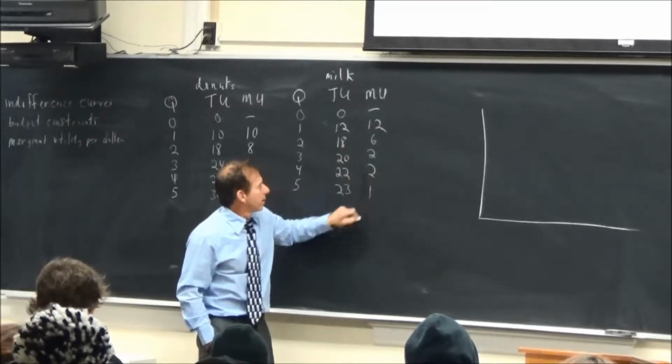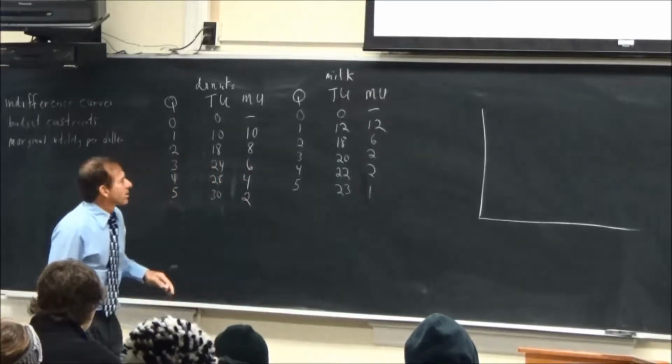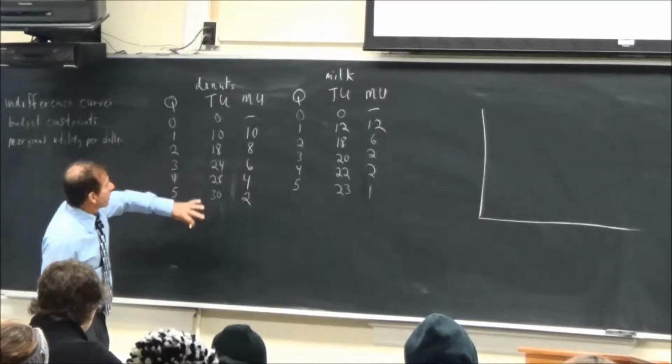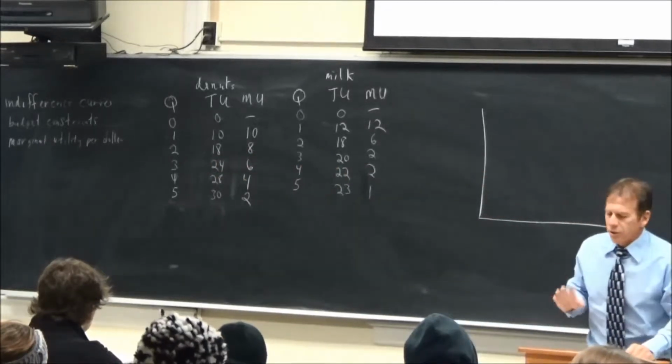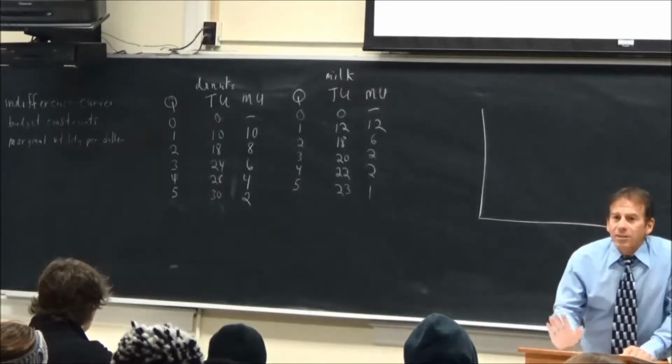Excellent. All right. So now we've got that down. That's from last class. That's basically a review with just 2 goods instead of 1. Now we're moving on to indifference curves.